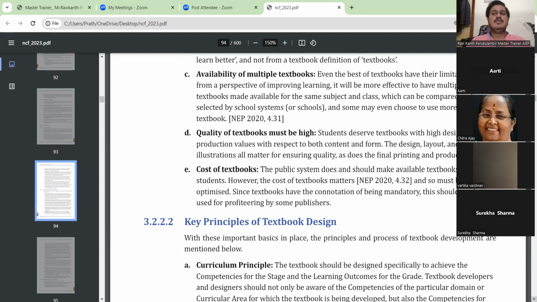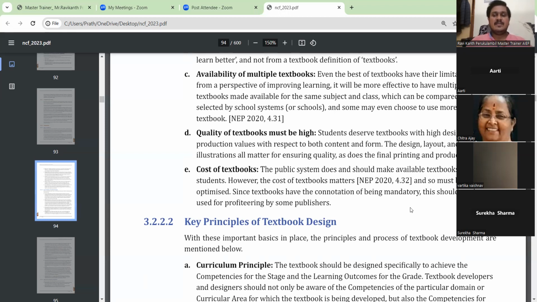And some may even choose to use more than one textbook. We have this option also. We can have not only one textbook, we can have more than one textbook. And schools should have the option of having many textbooks and selecting one from all of that.